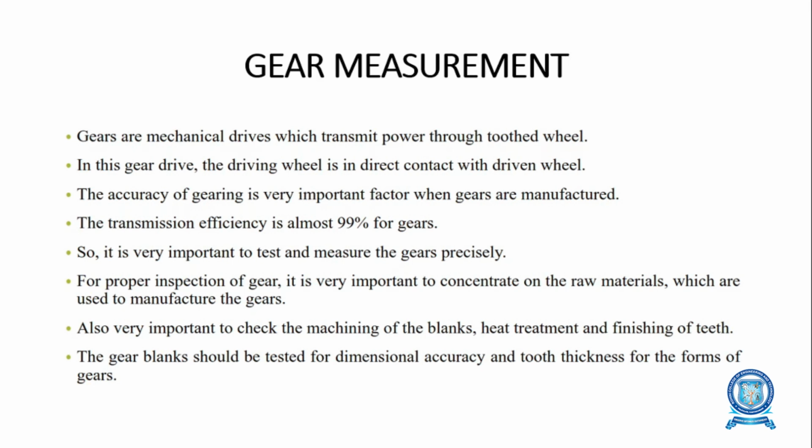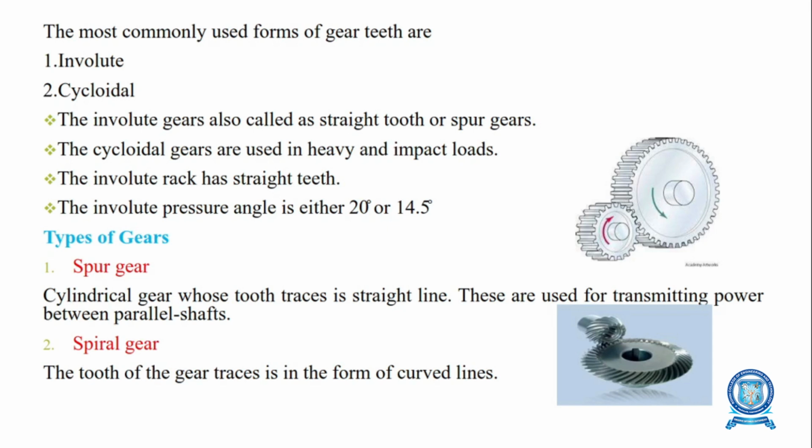When manufacturing the gear, we need to check the machining of the blanks, and when giving heat treatment and finishing the gear tooth, we need to give more importance to checking the machining. The gear blanks should be tested for dimensional accuracy and tooth thickness for the forms of gears. Commonly used forms of gear teeth are the involute gear tooth and the cycloidal gear tooth. Involute gears are normally called straight tooth gears or spur gears.